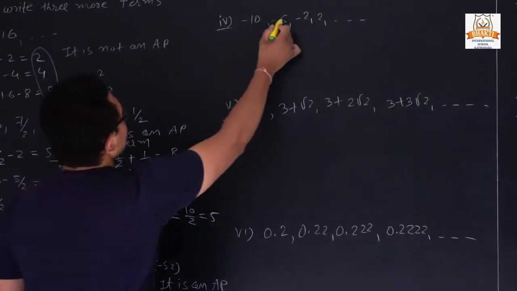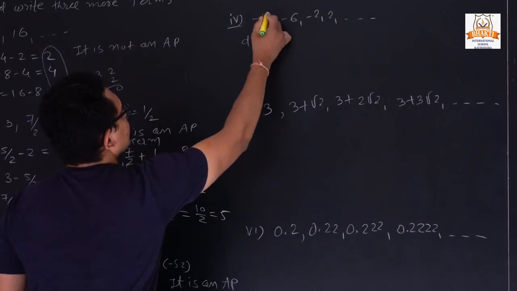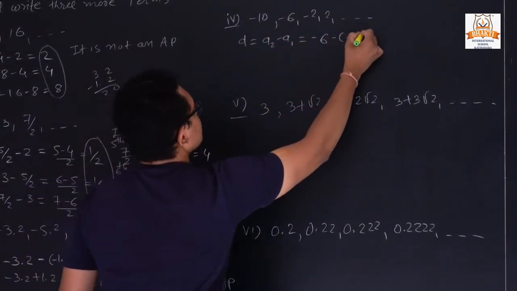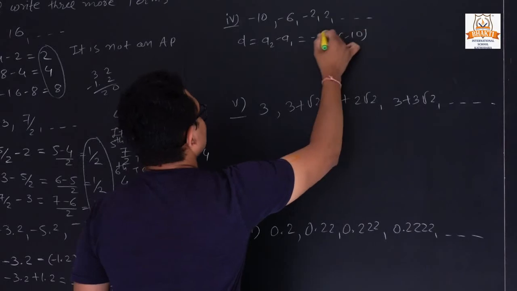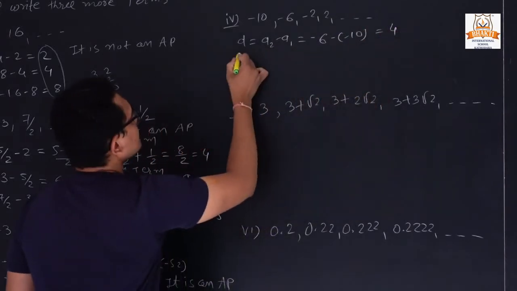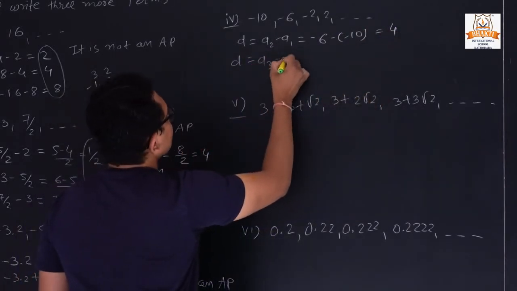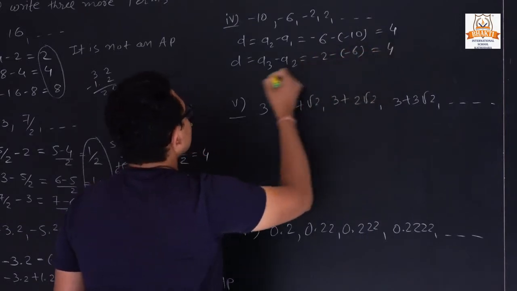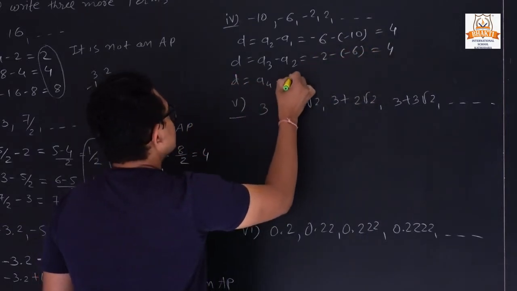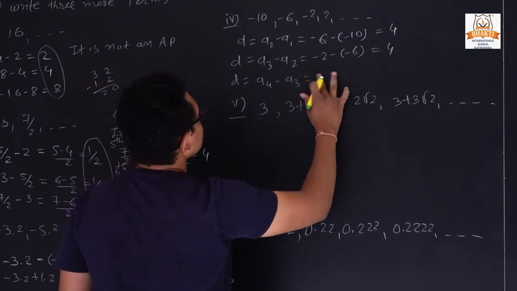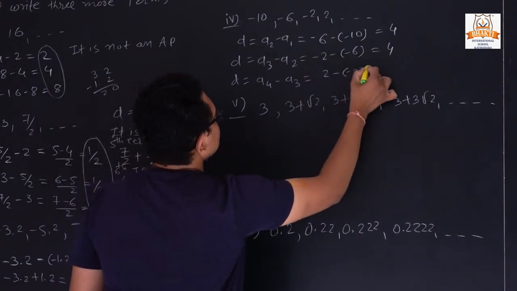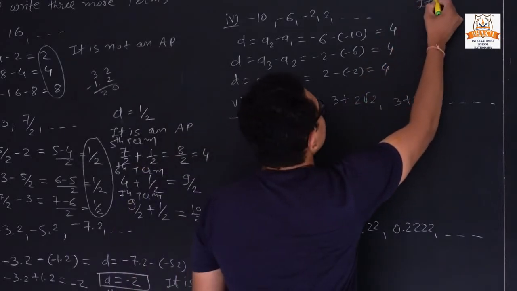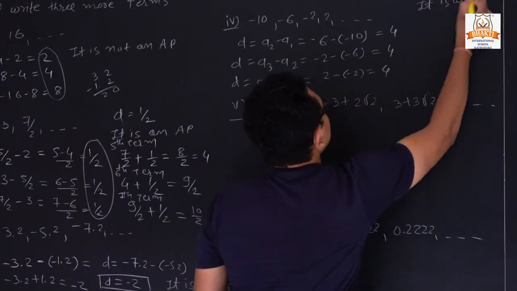Once again see the difference, A2 minus A1. So minus 6 minus 10, so minus minus plus, 10 minus 6. It is plus 4. Once again, third minus second, minus 2 minus in bracket minus 6, so once again we get 4. So each time we have the same difference, plus 4. So it means what? It is an AP.